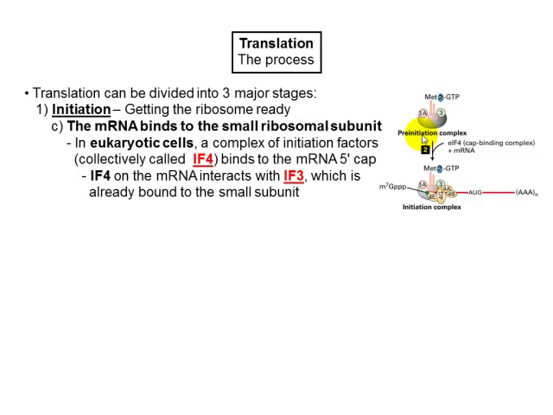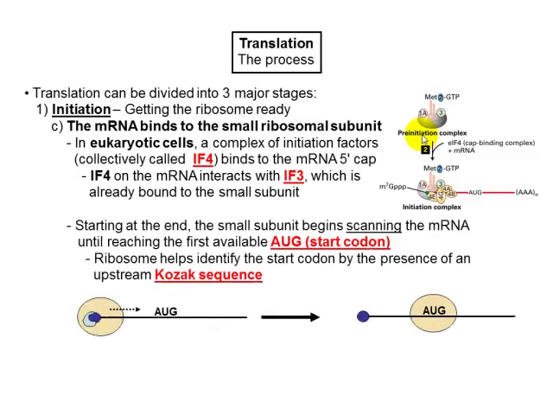So that will bind to the 5' cap in the eukaryotes at the 5' end of the messenger RNA, and it will interact also with IF3, which is in the small ribosomal subunit, and the interaction of initiation factors is going to help to assemble the small and large subunits together here.